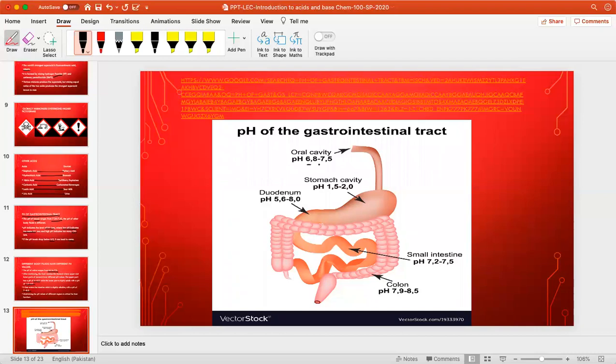The pH of the oral cavity is this. Let me use some other color so that you can identify it. The pH of the stomach is between these values, and the lower part, the duodenum as it is called, has these values. In the small intestine, the pH is 7 to 7.5, okay, and in the colon, the large intestine, the pH is like this. So this is the pH of the gastrointestinal tract, and this is the reference.